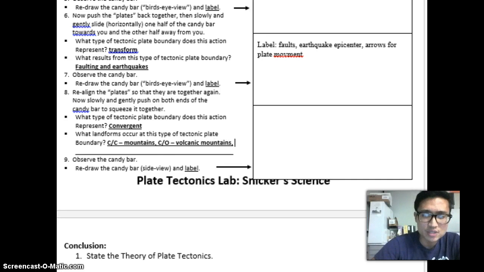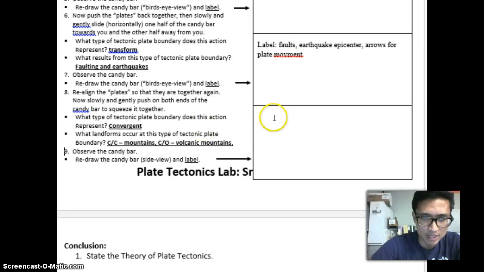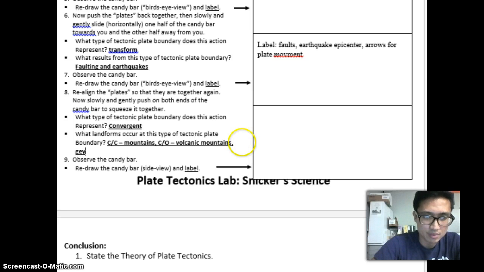Someone asked, is it just volcanic mountains, or can we get other things? And I think it wasn't just one person, I think it was a couple people. And yes, you could also get geysers. If you have oceanic and oceanic, you're going to get, again, volcanic mountains.